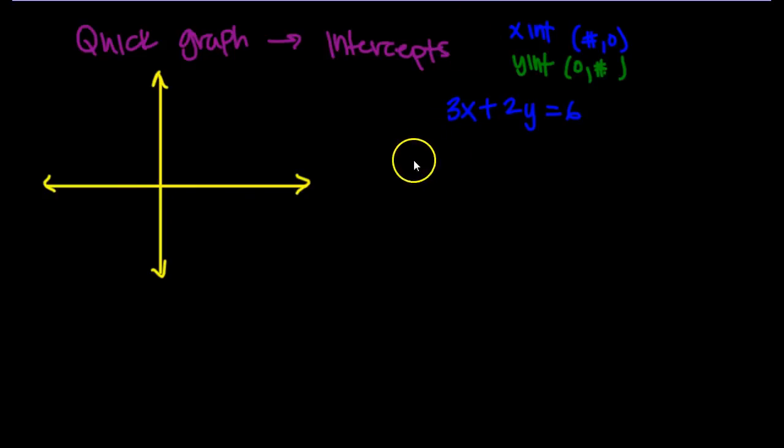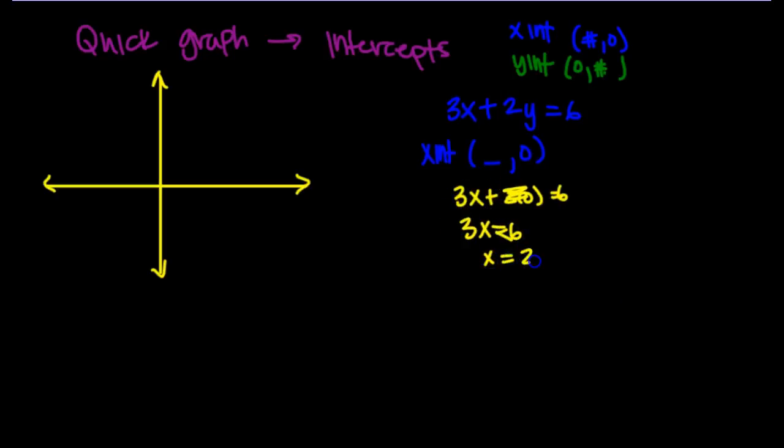All right, so first, let's find the x-intercept. For the x-intercept, I want y to be 0, so I'm going to plug in 0 for y. So 3x plus 2 times 0 equals 6. Plugging in 0 for y knocks out this whole term, because 2 times 0 is 0. So 3x equals 6, so x equals 2. I'm going to put a point at 2, 0.